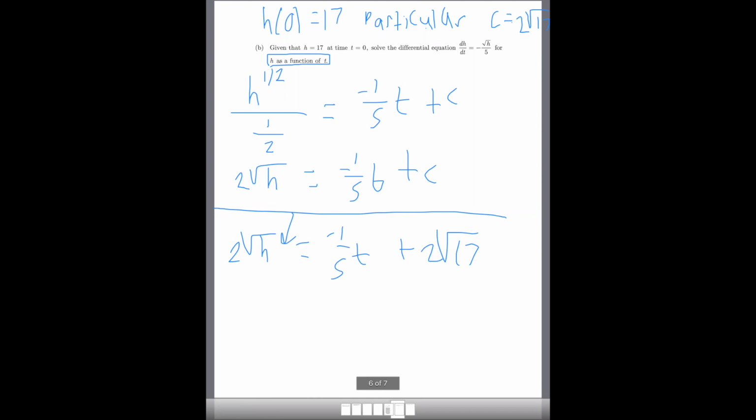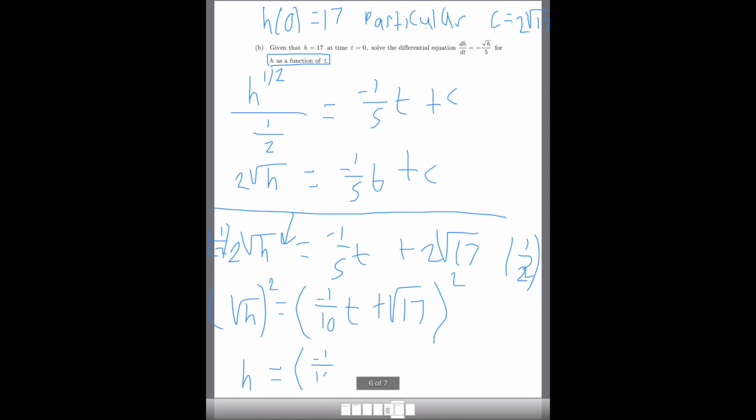So the first thing, I would divide by 2 or multiply by 1/2 on both sides. That's ugly. But you're left with -1/10t plus radical 17. Right? And now, in order to get rid of the radical, all you have to do is square both sides. So you get that h is equal to -1/10t plus radical 17, and remember to square everything. And that's all squared. Don't even bother trying to factor that out. That's perfectly fine. Okay? Does that make sense, Julia?